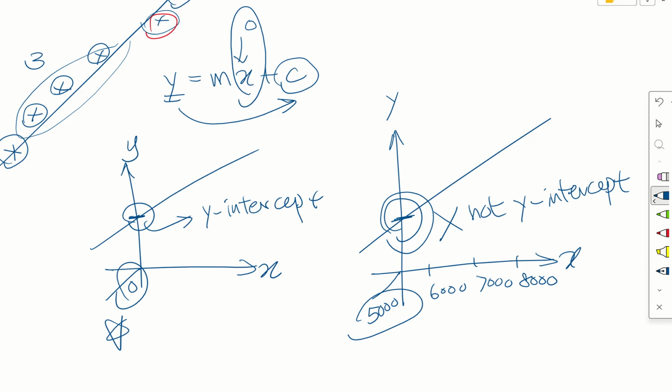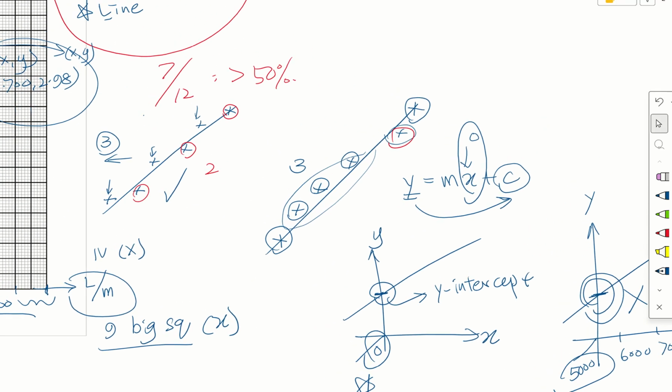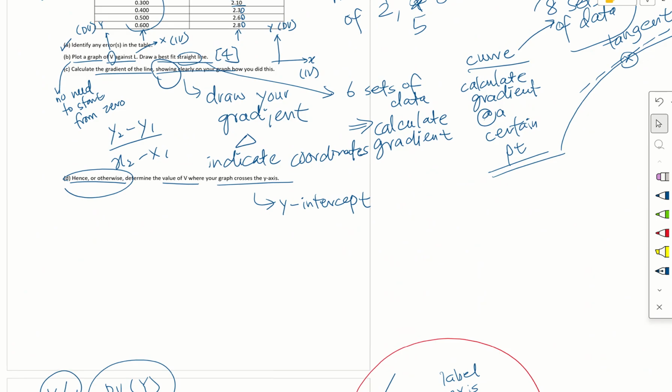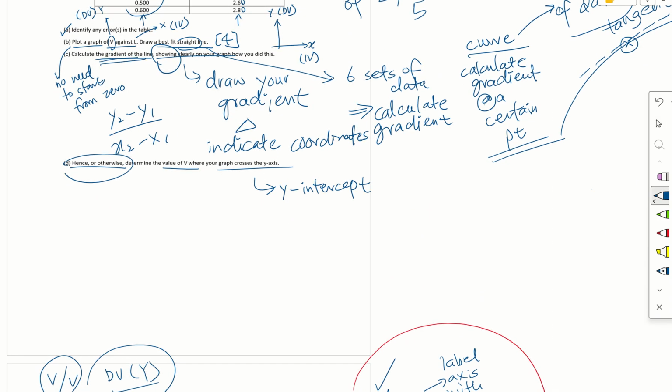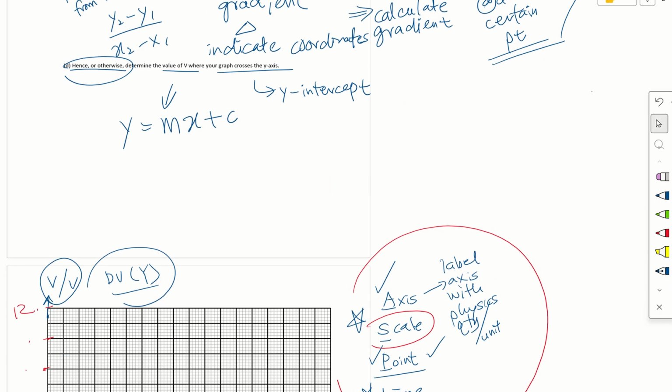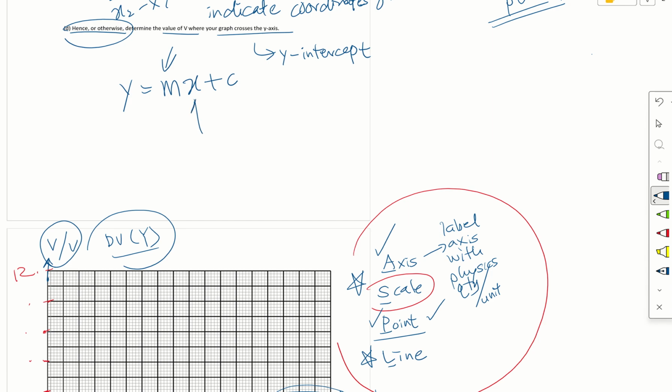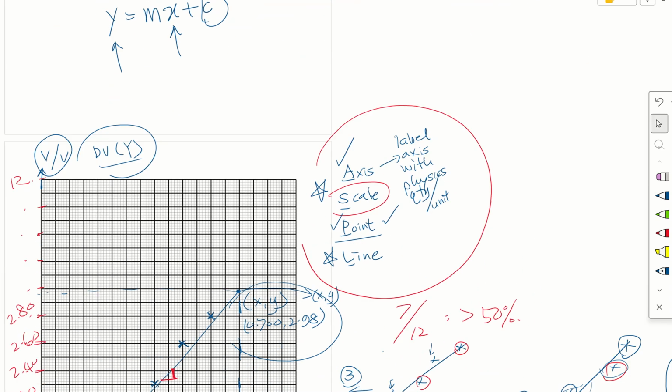So how do we then find the y-intercept? Simple, because they will always ask us to calculate the gradient first. So if you know your y equals mx plus c, and you know your gradient, you can then use your gradient coordinates to substitute in, and then you can use this to calculate for your y-intercept.